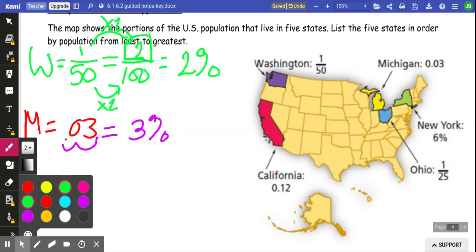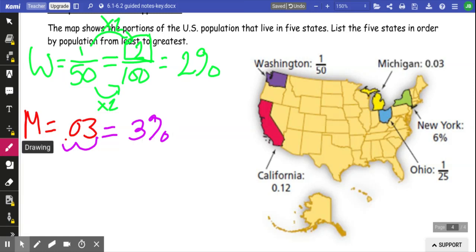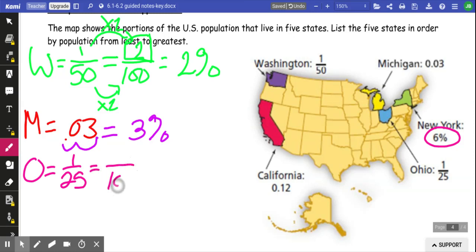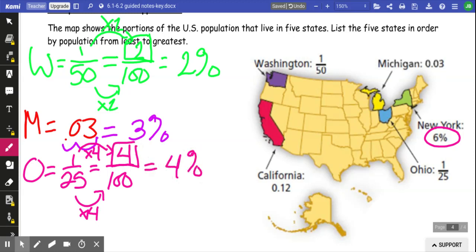All right, let's take a look at New York. New York is already in a percent, so we're going to leave it alone at 6%. Ohio is 1/25th. Again, I want to turn that into a percent or 100 at the bottom so I can get a percent pretty easily. I can multiply 25 by 4 to get to 100. So I'm going to do that to the top as well. So I would get 4% in Ohio. So Ohio's population is 4% of the US population.